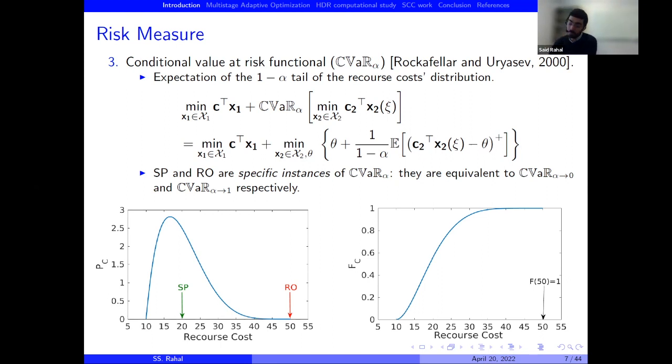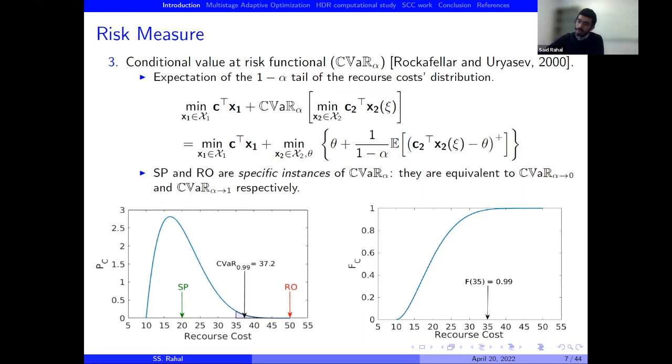So in this figure, we see the probability density function of a cost function at the left, and the cumulative distribution at the right. So when alpha is equal to 1, it's similar to RO. When alpha is equal to 99%, we start to see the tail of the distribution and the expectation of the tail, and the same at 95%. So basically, what's good is that now you have feedback about the risk, like how bad it can go, and it is not as conservative as RO. And here, when alpha is equal to 0, it's the same as SP.